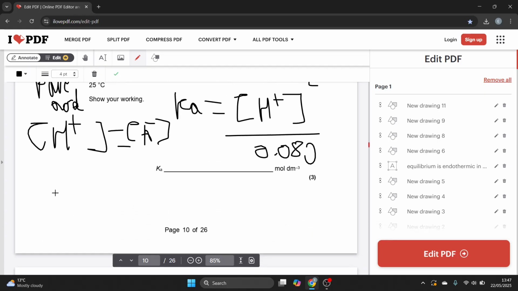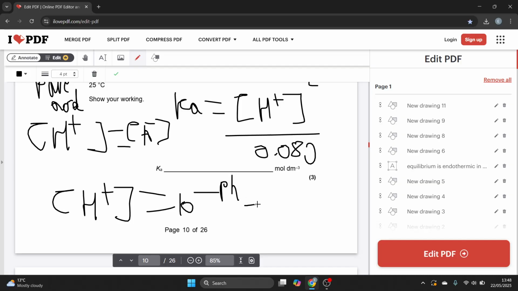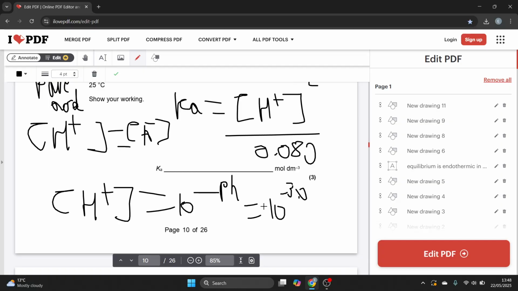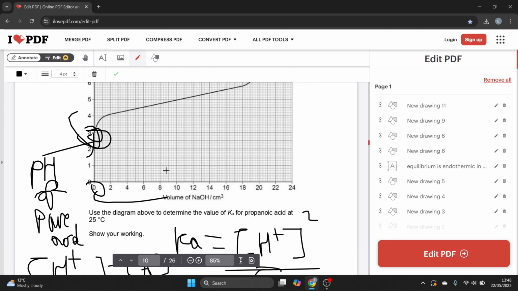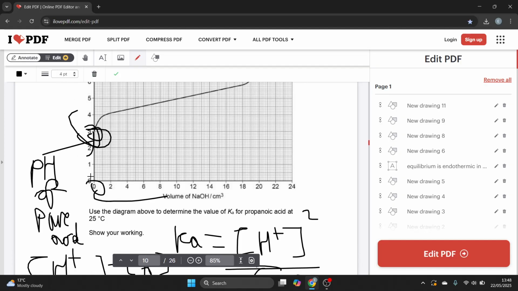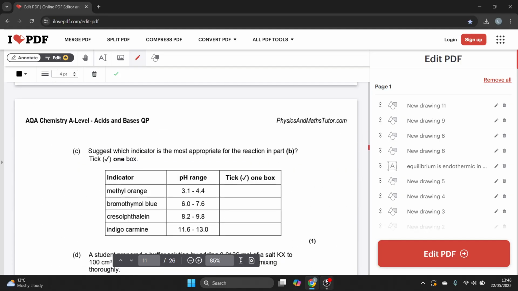I can work out the concentration H plus because it's 10 to the power of minus pH, which is 10 to the power minus 3.0 from the titration curve. And then I just substitute it in, and then I've got Ka, 1.25 times 10 to the power minus 5. 3 marks for that, Iman? Yes, because you had to find the concentration and then use your logic to interpret the information from the graph, which is fairly difficult for a lot of students, including myself, which indicates most appropriate for reaction part B.